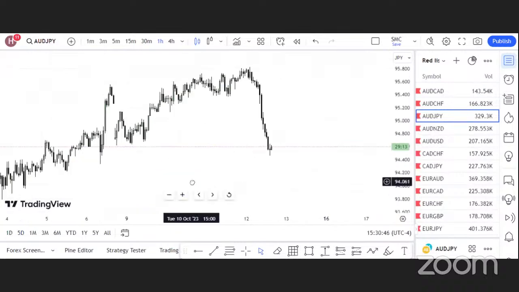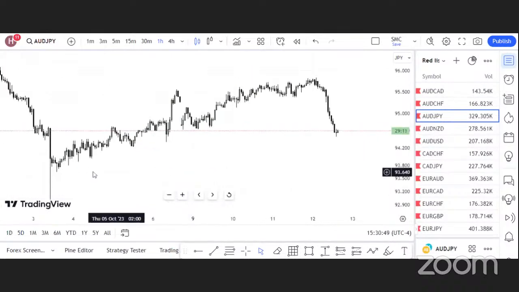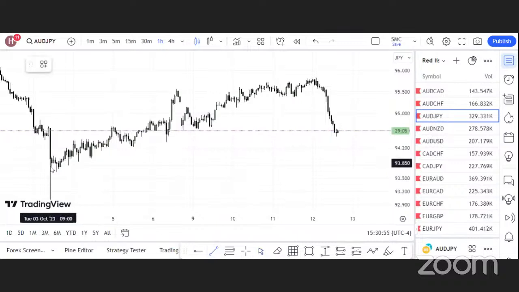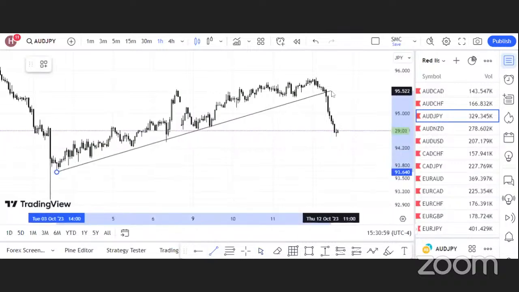So here we have all this zone also that got rejected to the upside. Okay. So I could have taken this trade if I saw this. Could have taken this trade.